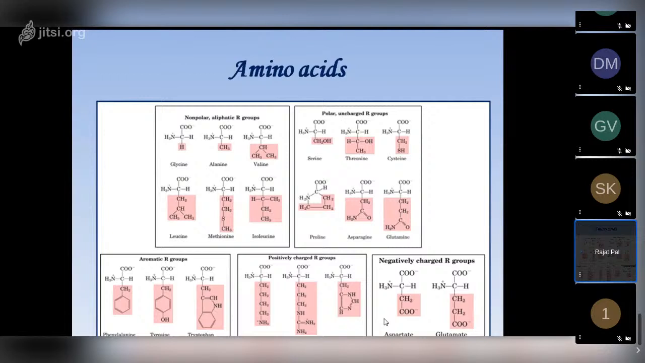And three amino acids are there which are aromatic in nature.